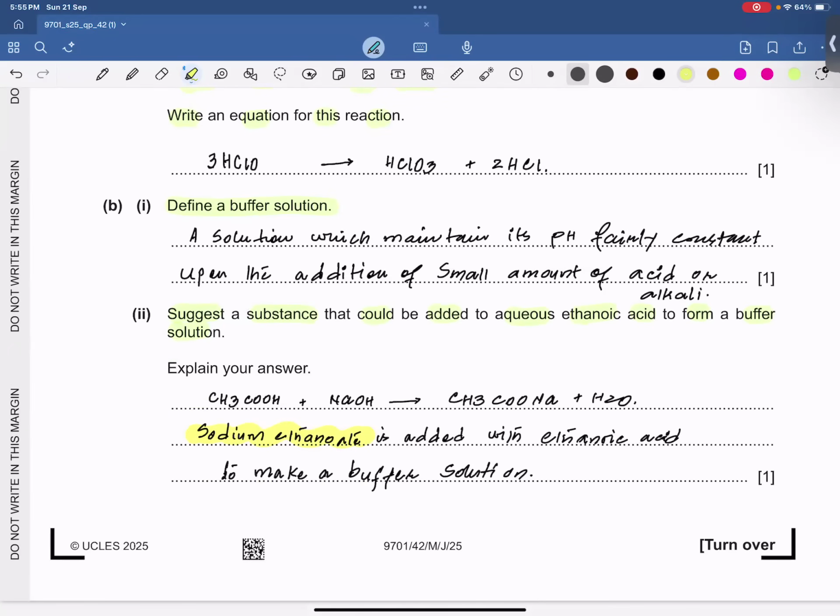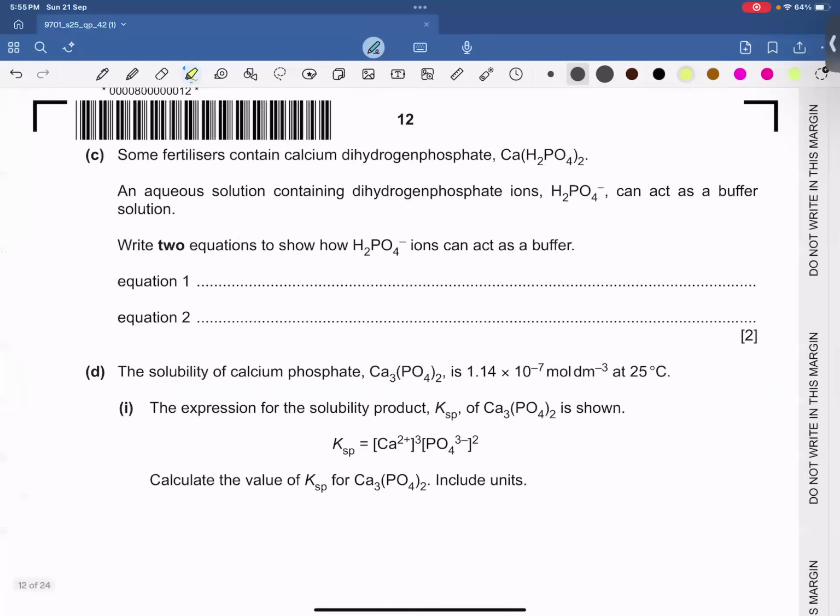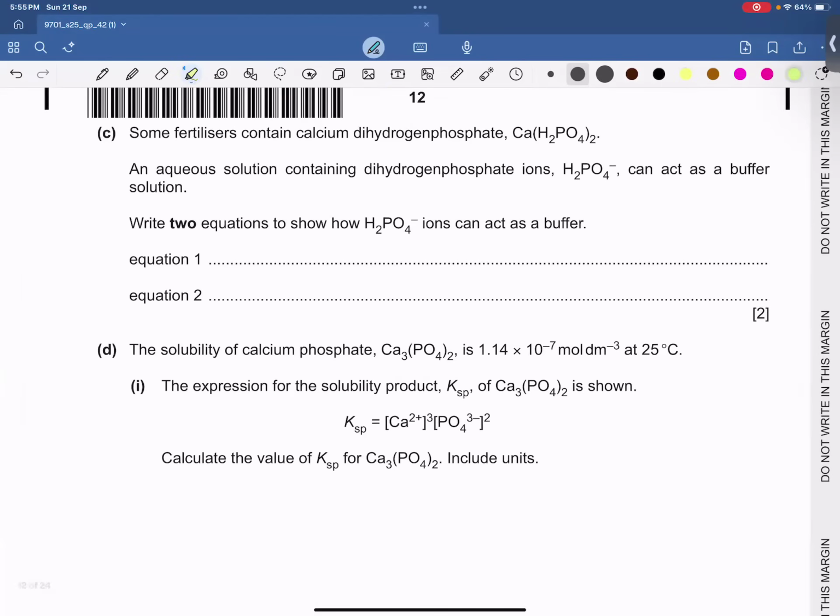Let's see what we have in it. Now, some fertilizers contain calcium dihydrogen phosphate. An aqueous solution containing dihydrogen phosphate ion can act as a buffer solution. Write two equations to show how H2PO4 negative ions can act as a buffer. So this technically will have an amphoteric nature. So it can donate its proton, it can accept its proton also.